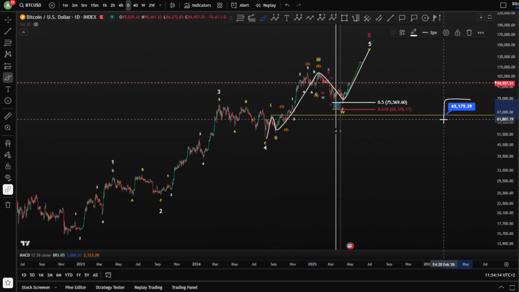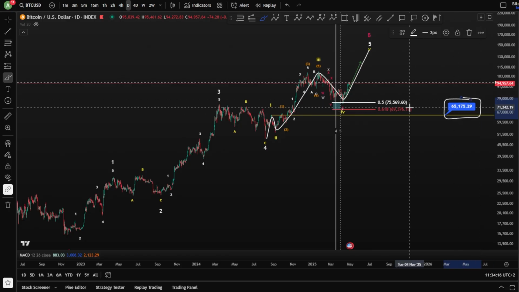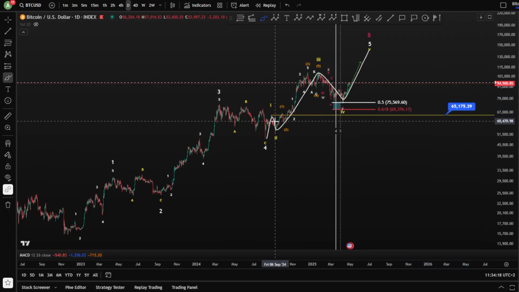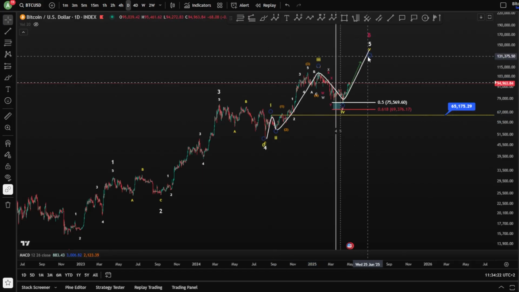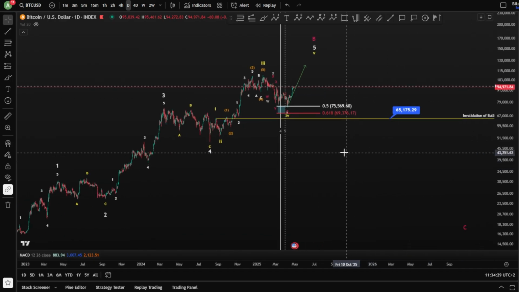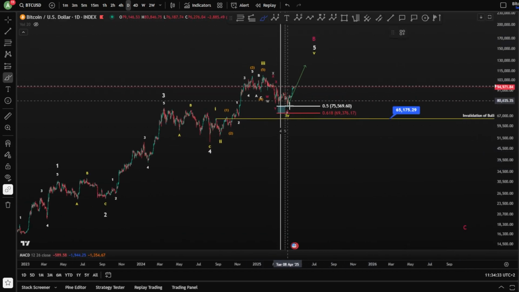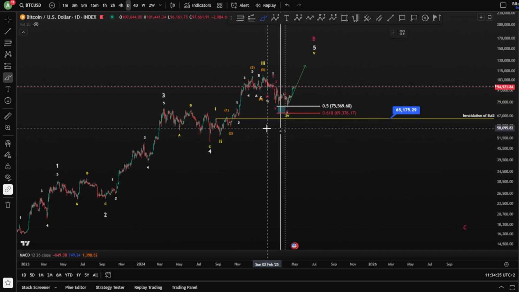Your invalidation of this impulse is the 65K 175, reaching, of course, the zone 1. Of course, interfering with it is not allowed as a wave 4 if it interferes with the zone 1. And that means, of course, invalidation of this impulse, meaning a higher potential that you are in a bear market.